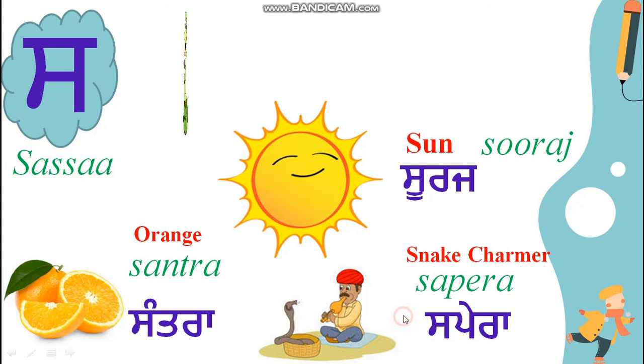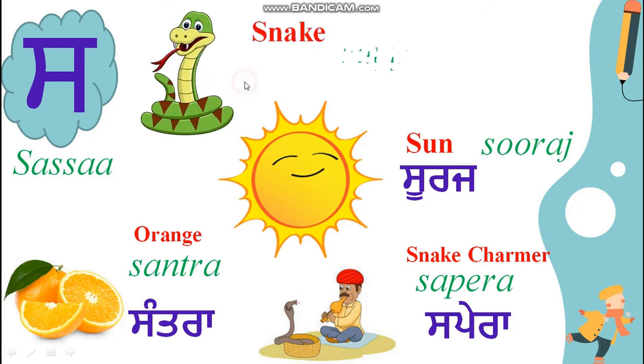Sasa sapera. Snake. Snake is known as sap in Punjabi. Let's revise. Sasa Suraj. Sasa Santara. Sasa Sap. Sasa Sapera.